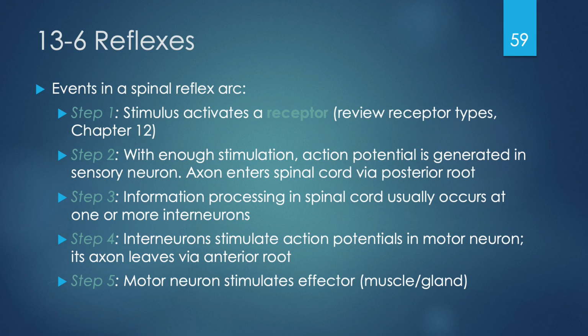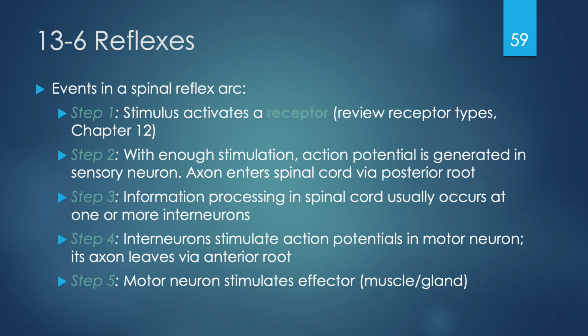So this could be anything ranging from pain to heat to cold, pressure, vibration. Any of these things that our sensory neuron receptors are able to sense. So the stimulus activates that receptor and triggers it. So we have an action potential. And then when this happens, it's going to send that information on. So step 2 is with enough stimulation, that action potential is actually generated. So in step 1, we have a graded potential that occurs. In step 2, we've met threshold, so we have an action potential in that sensory neuron, and then that axon that enters the spinal cord is going to enter it through the posterior root. So remember, the posterior root brings in sensory information, the anterior sends out motor information.